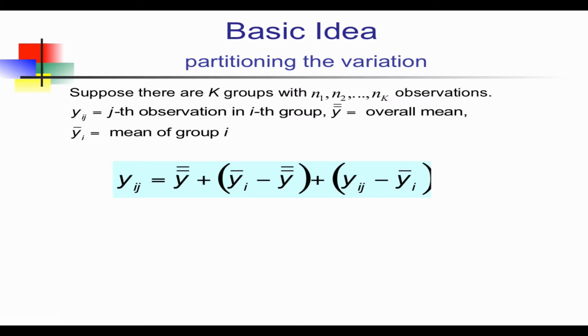Because this one is what we call the grand mean. Basically, Y double bar means that if you take all the samples from this group, all the samples from this group, and all the samples from this group, pool them together, and estimate the mean of all those three pooled random samples, you get a grand mean. This is called Y double bar. And then this one, Y_i bar, is called the group mean.